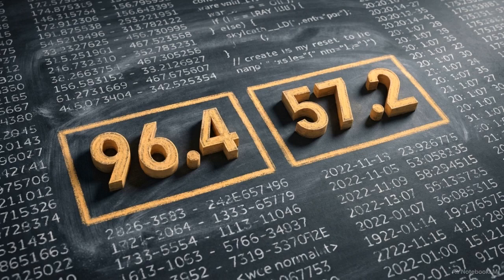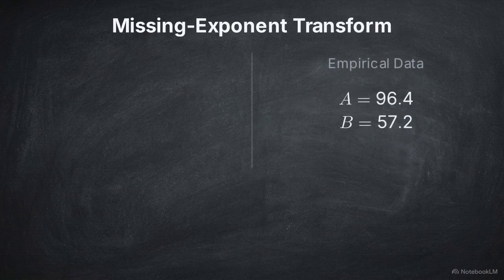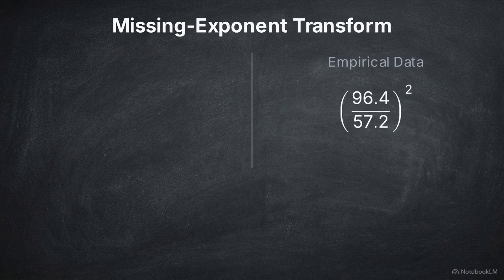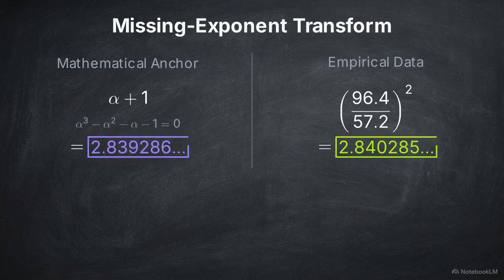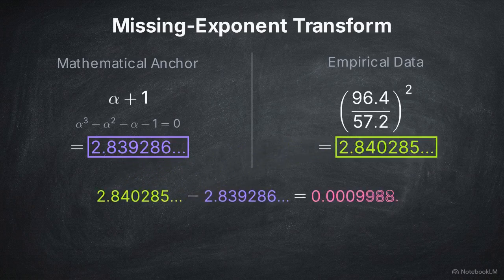Take two specific empirical data points extracted from a monitored system. We have variable A measuring 96.4 and variable B measuring 57.2. This animation shows the missing exponent transform applied to these numbers. We divide A by B and square the resulting ratio. The output is a highly specific decimal, approximately 2.8402. On the left side of the screen is an exact mathematical constant, alpha plus 1, which equals 2.8392. Compare the two sides. The empirical ratio on the right hits the constant on the left with a residual margin of error of less than 1/1000th.